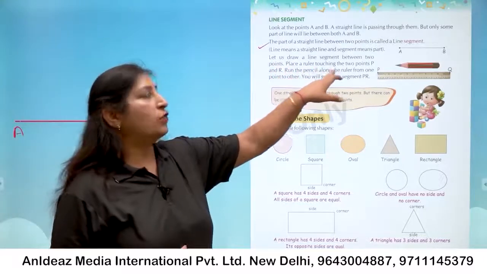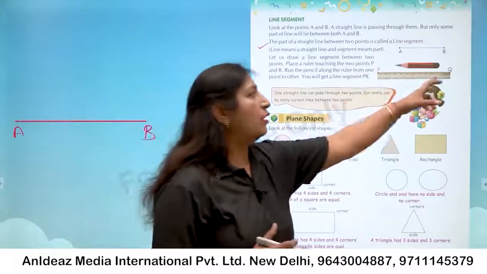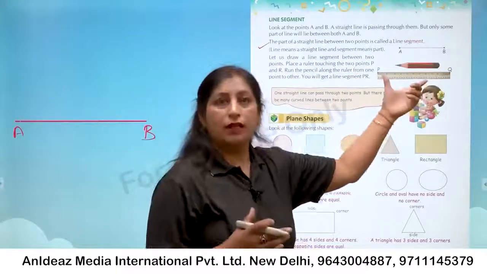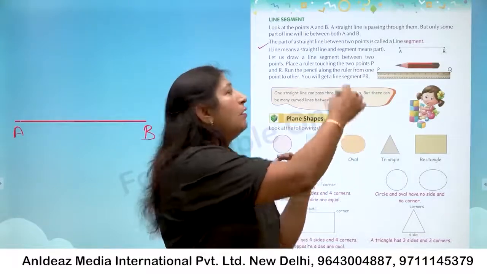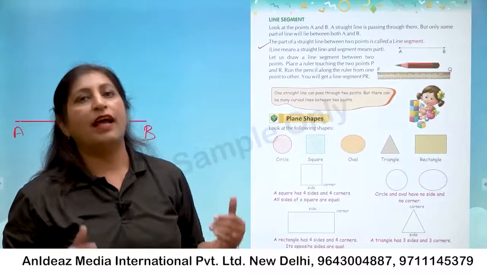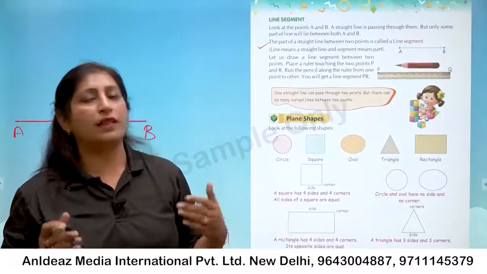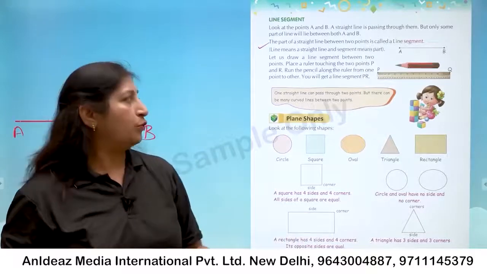You can place a ruler touching the 2 points P and Q. Suppose you are having points P and Q. So place the ruler against these 2 points and run your pencil from P to Q along the edge of the ruler. You would get the line segment having the length PQ, or you can say you can get the line segment having the name PQ.